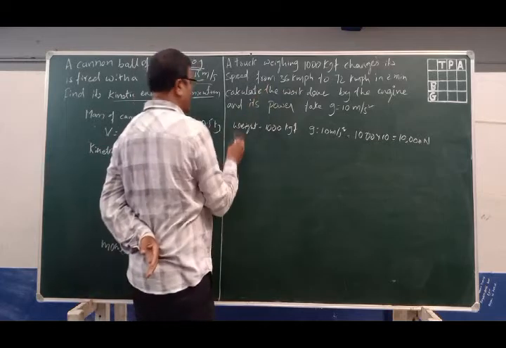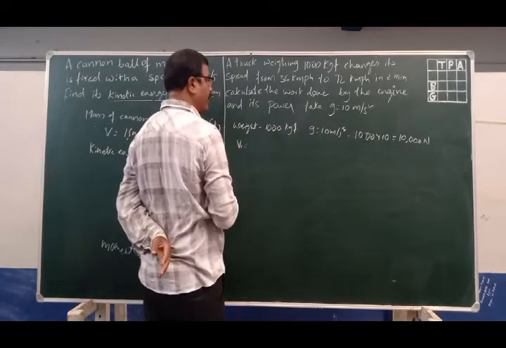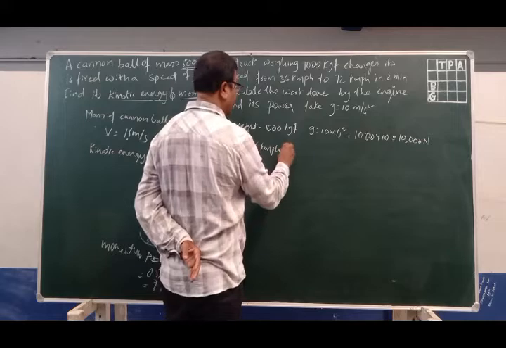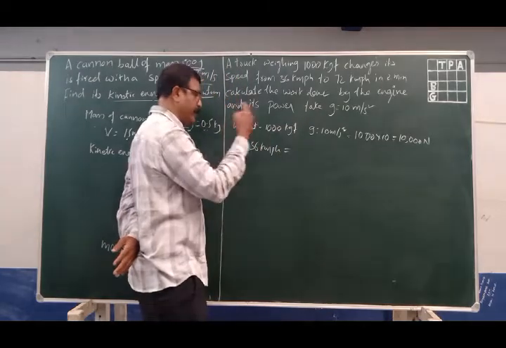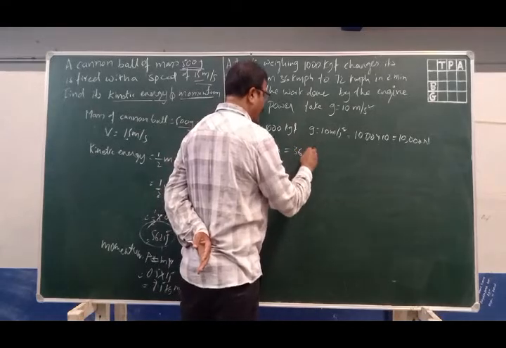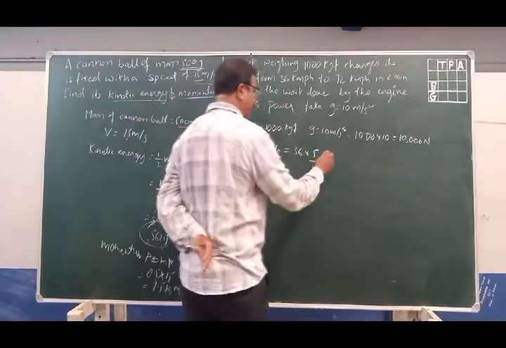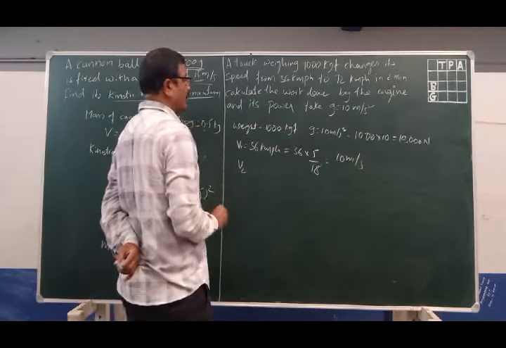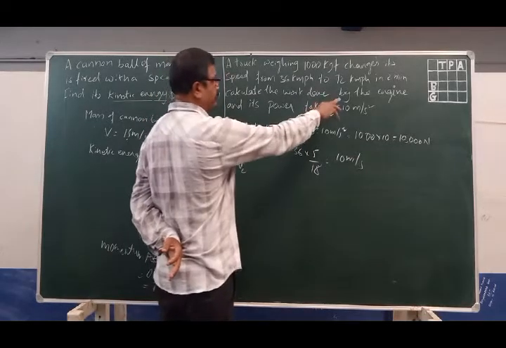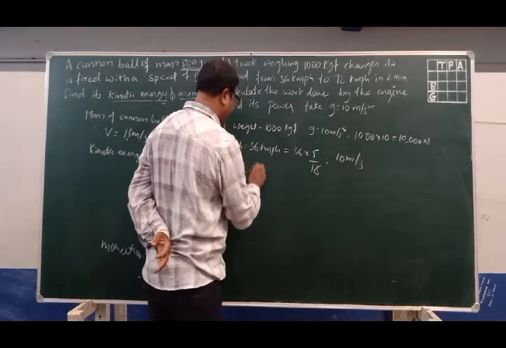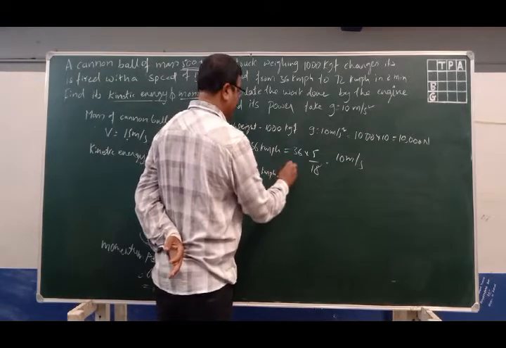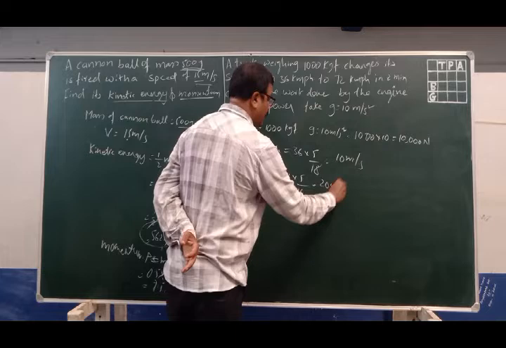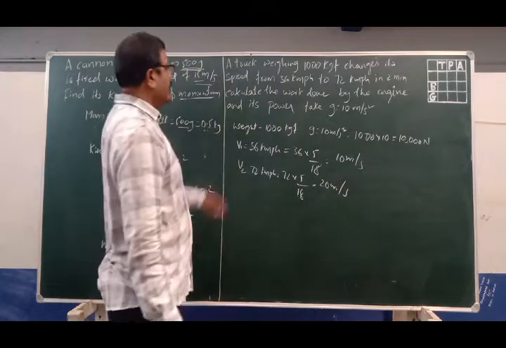Now it changes its speed. So initial velocity v1 is 36 km per hour. I will change it into meter per second, that is 36 into 5 by 18, so I get 10 meter per second. Similarly, the second velocity is 72 km per hour, that is 72 into 5 by 18, which is 20 meters per second. So what is he asking here?